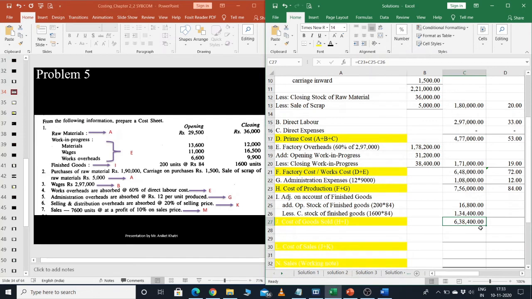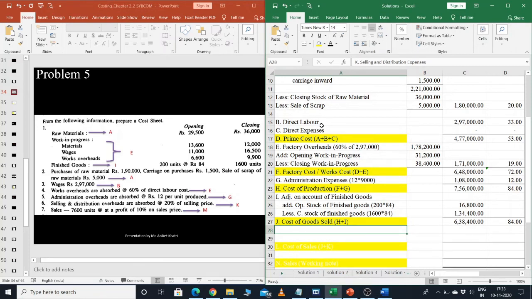So it is 6,38,400 and this is 84 rupees. So this is our cost of goods sold. How we have arrived? H plus I. But actually we have added one amount and we have subtracted one amount.